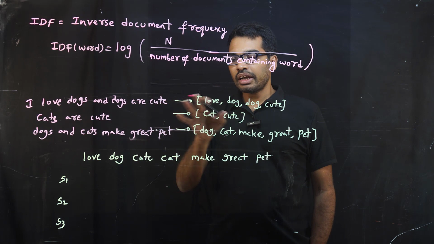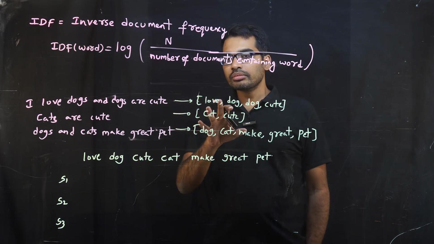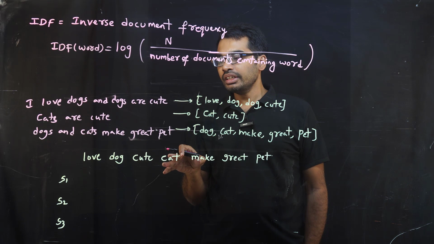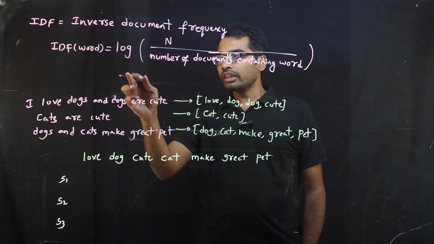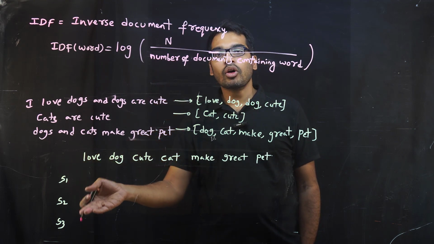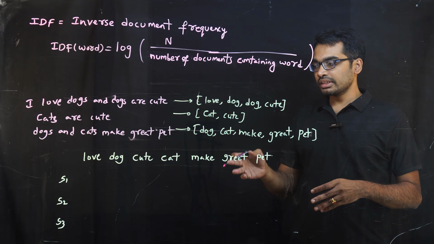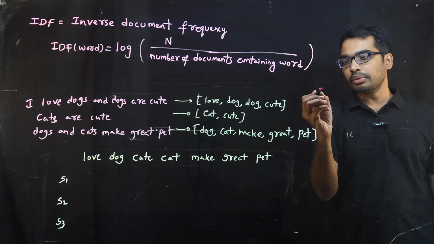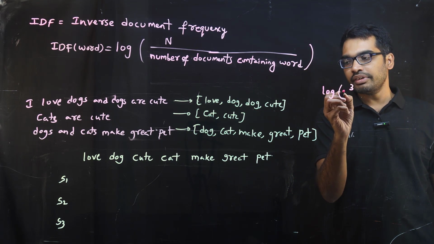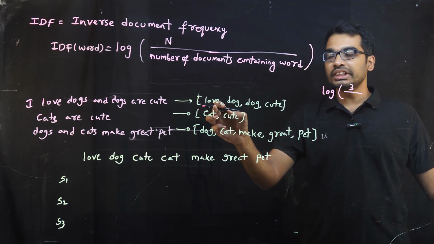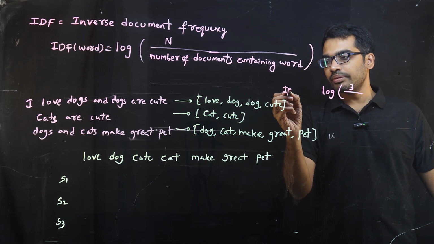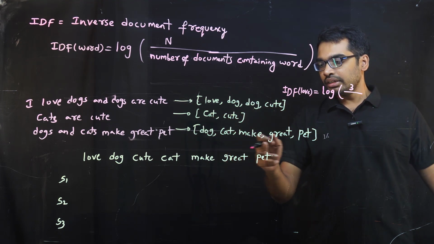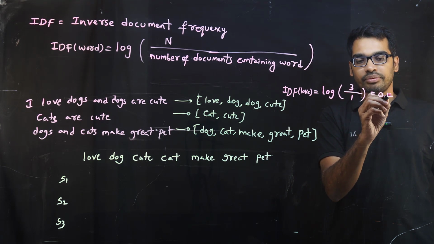I love dogs, dog, cute. Once we have the text processing and then we get these words, right? The same way we calculated the term frequency, now let's calculate the inverse document frequency. So for the word love, log of capital N, which is the number of documents here, so we have a total number of documents of 3. So log of 3 divided by the number of documents which have love. So this is the IDF of love, right? So log of 3 divided by 1, we see log 3, which will become 0.47, right?